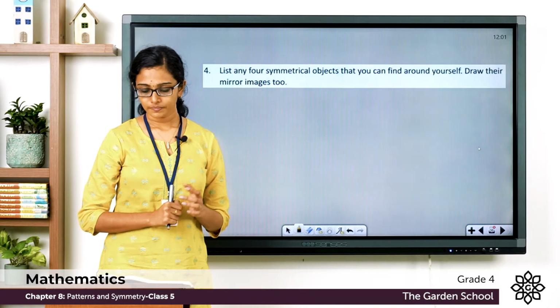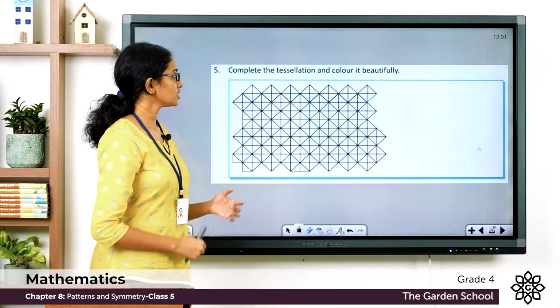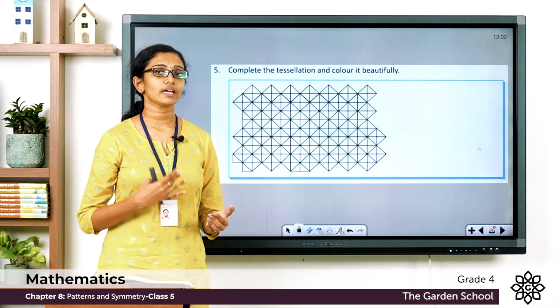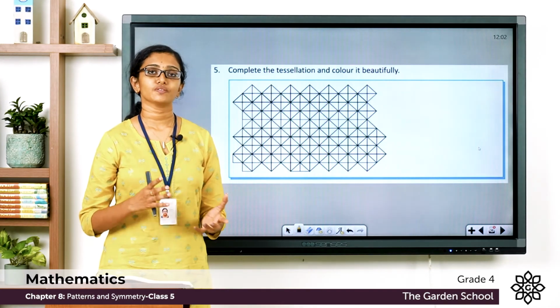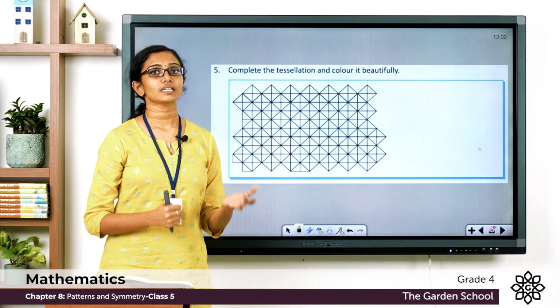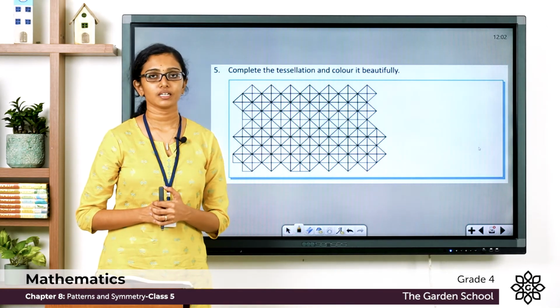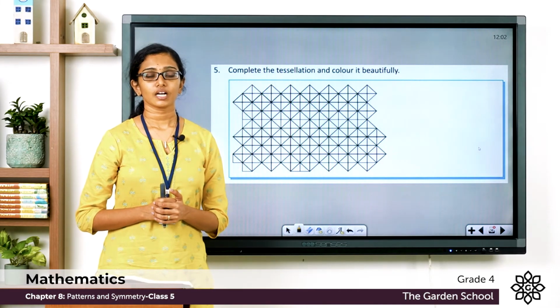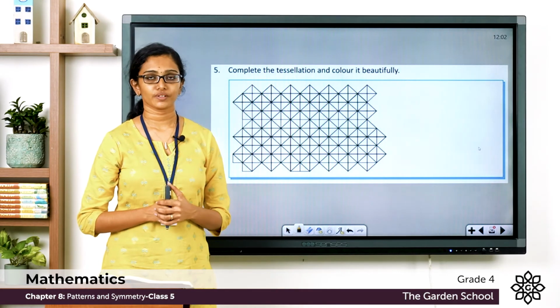Now the next one, complete the tessellation and color it beautifully. So what is a tessellation? When you create a design by the repetition of geometric shapes without any gaps or overlaps in between, you call it a tessellation or a tiling. And we have seen different examples of tessellation.